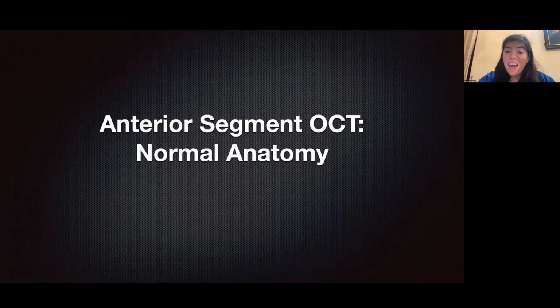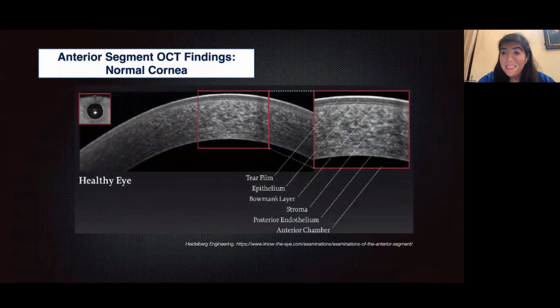High resolution and ultra high resolution scans on OCT of the anterior segment have allowed for beautiful detail, increasing detail as the technology gets better and better. And I want to take you through what is normal, okay? To understand the depth in which we're going to talk about this topic, it's important to understand what normal is.